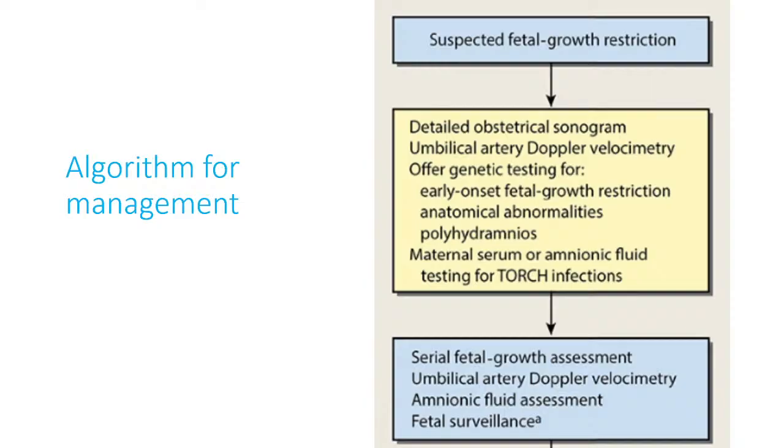Then once you diagnose the FGR, you have to go for monitoring. How will you monitor? Serial fetal growth assessment every 3 weeks. Then umbilical artery Doppler velocity measurement weekly or bi-weekly. Amniotic fluid assessment again weekly or bi-weekly, and fetal surveillance. So, you have to keep the mother and fetus under surveillance, so that before any serious event occurs, you have to deliver the baby.